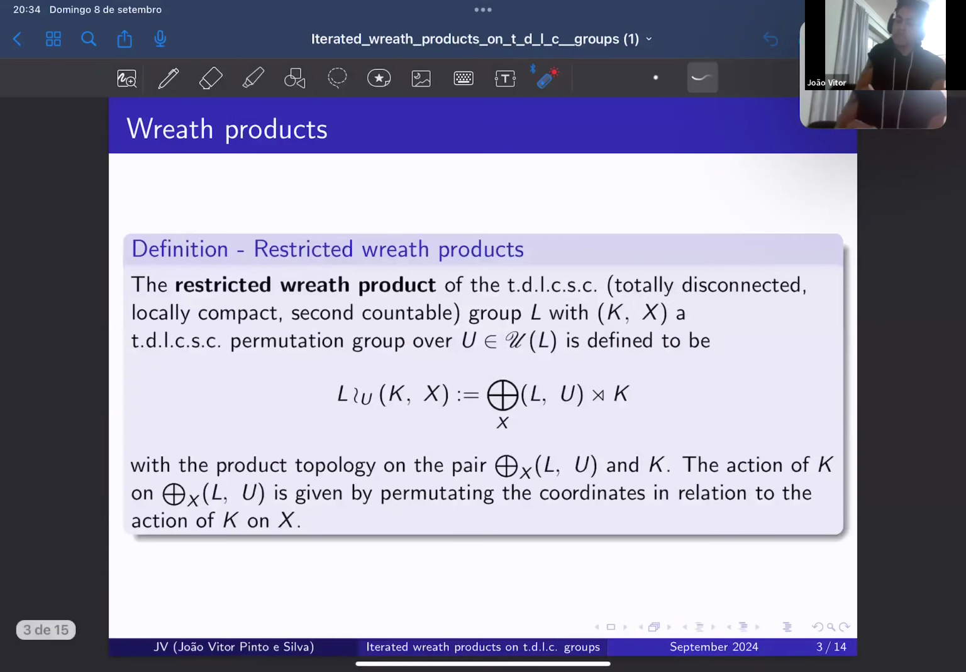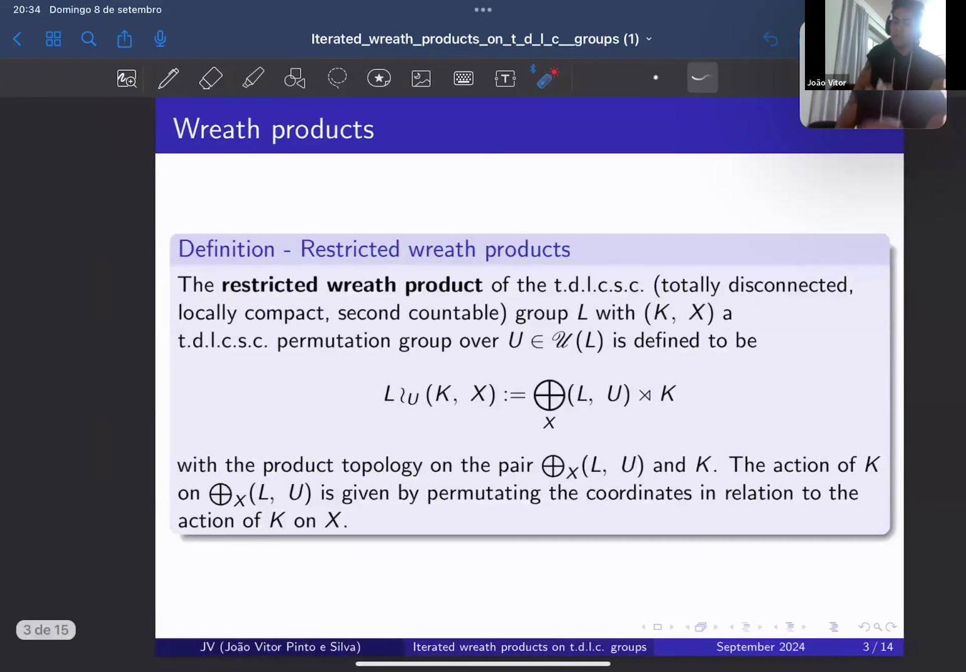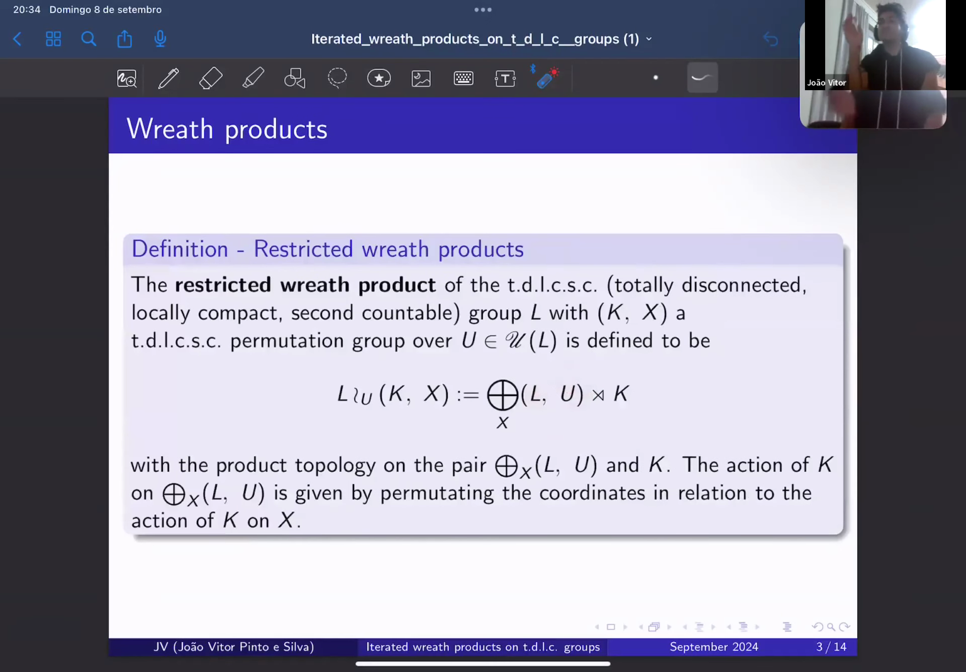When we have t.d.l.c. groups, we also want these compact open subgroups, because we want to preserve our t.d.l.c. topology. If we don't define them in a nice way with these U's, we easily lose local compactness, and in this case you might lose second countability as well.